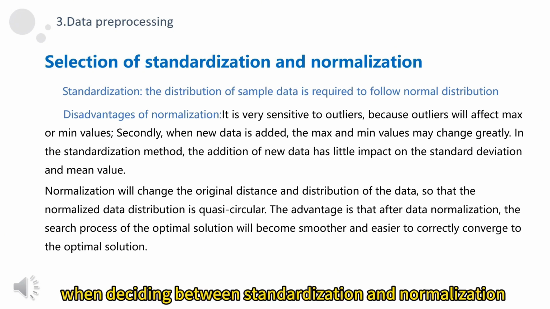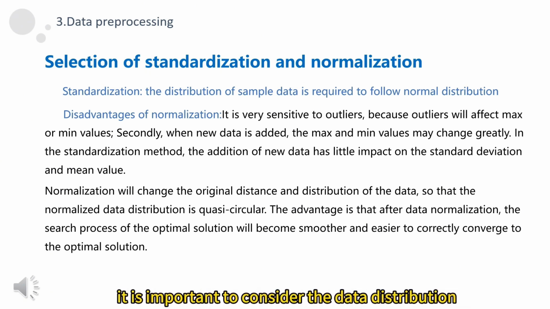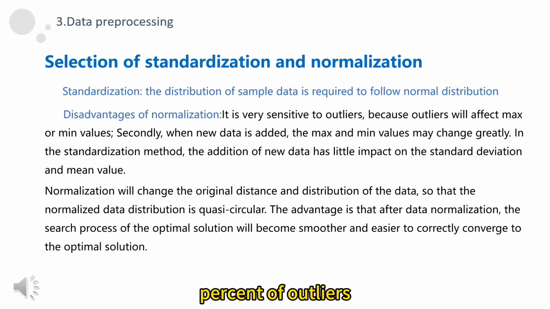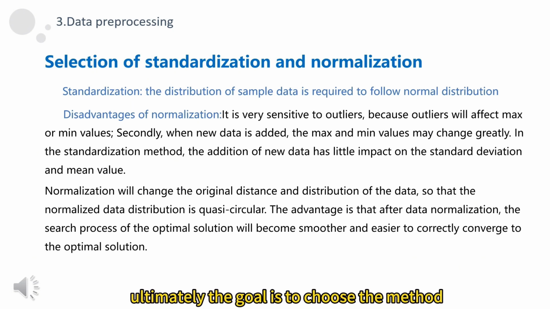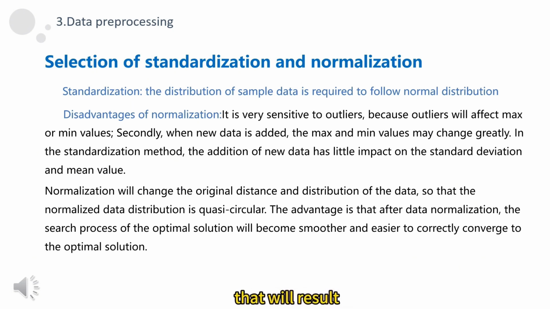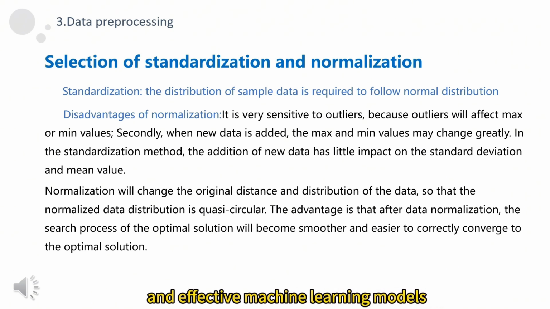So, when deciding between standardization and normalization, it is important to consider the data distribution, percent of outliers, and the impact of new data. Ultimately, the goal is to choose the method that will result in effective machine learning models.